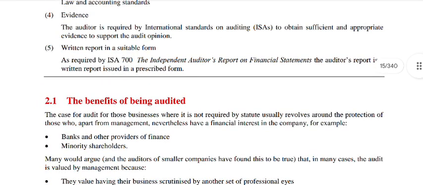4. Evidence. The auditor is required by International Standards on Auditing, or ISAs, to obtain sufficient and appropriate evidence to support the audit opinion. 5. Written report in a suitable form. As required by ISA 700, the independent auditor's report on financial statements, the auditor's report is a written report issued in a prescribed form.